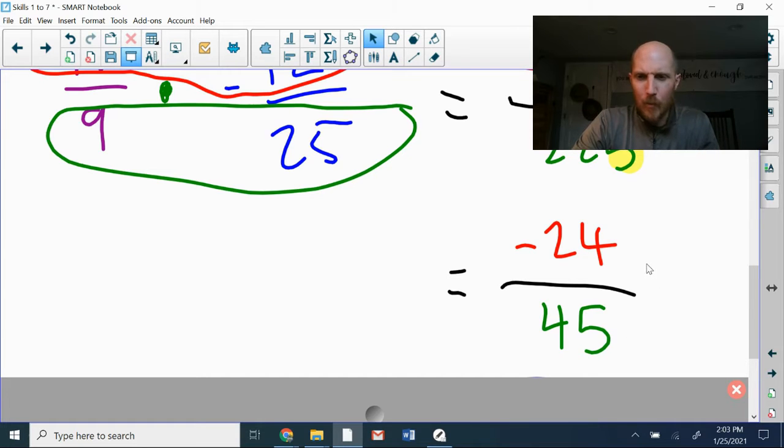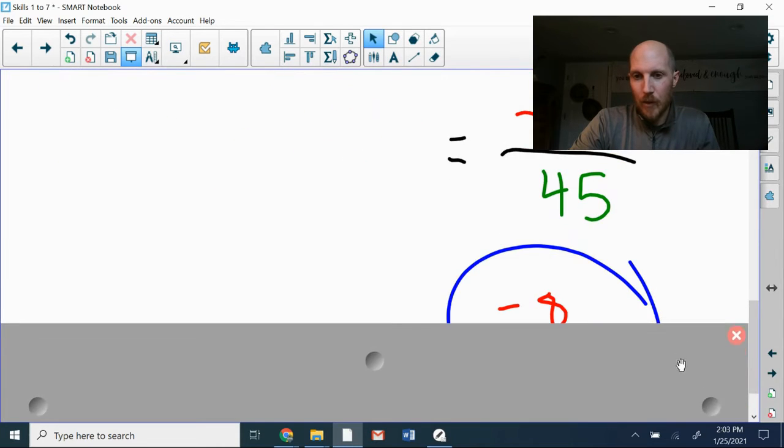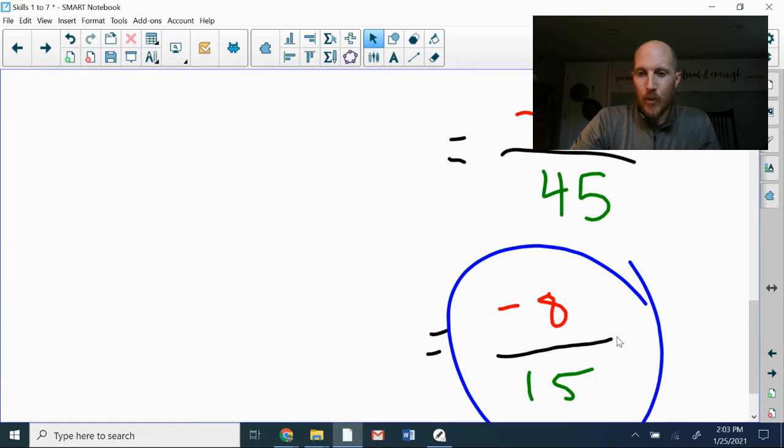So when I think about this a little bit more, I see that I can divide by 3. Both of these numbers divide by 3. 24 divides by 3, and 45 also divides by 3. So I'm going to end up with negative 8 over 15.